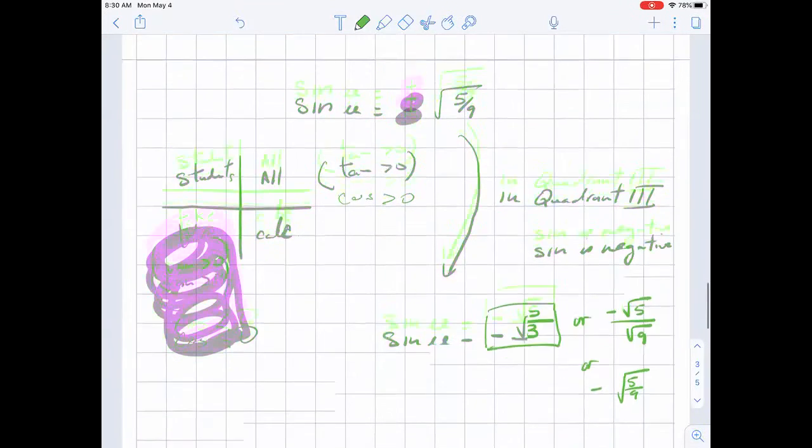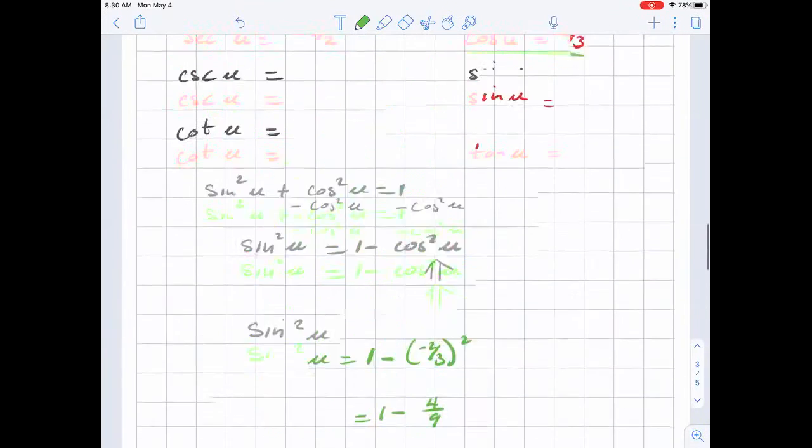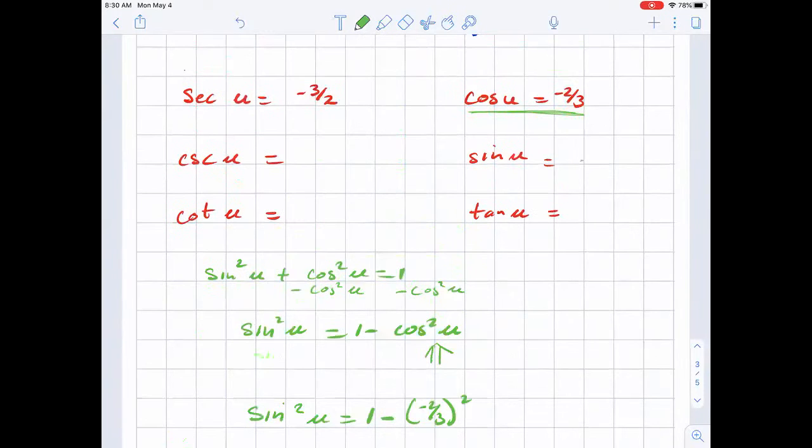So we've got our sine. What else is missing? If we have sine, we know cosecant, right? Sine we just say is minus radical 5 over 3. Then cosecant is 3 over minus radical 5, which is equal to minus 3 radical 5 over 5. This is the answer you have to present to me.